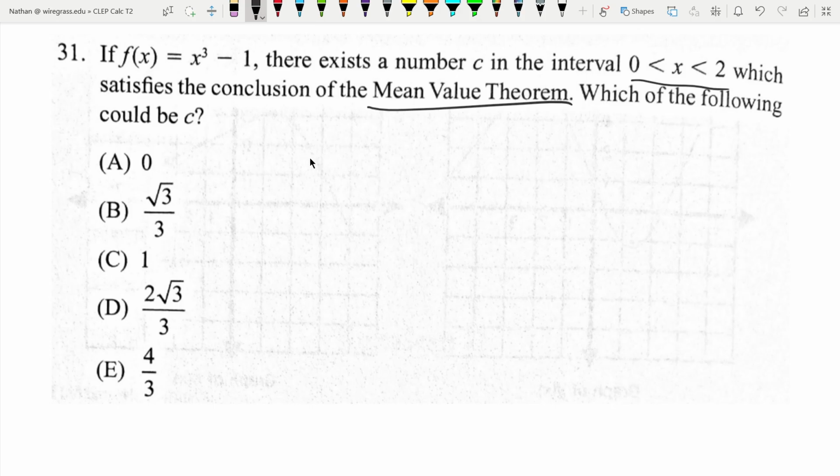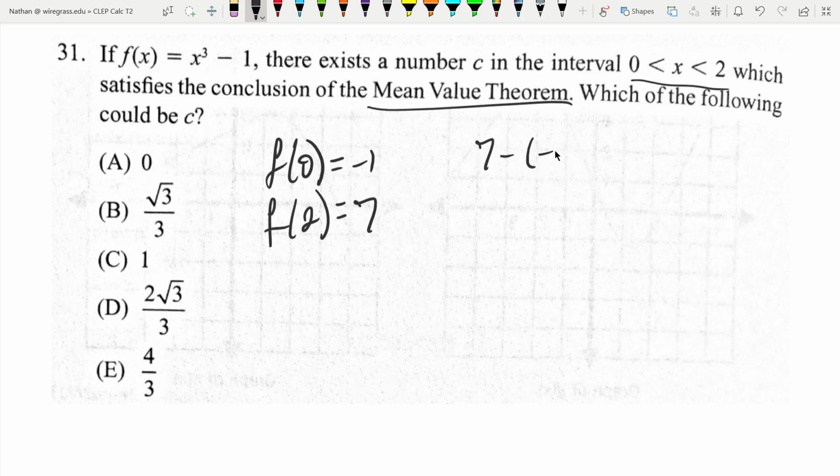So in other words, all we really need to do is figure out the endpoints of 0 and 2. So f of 0 would equal -1. f of 2 equals 2 cubed is 8, minus 1 is 7. And then we're going to go 7 minus -1, the distance between the heights of these points, divided by the change in the x values.